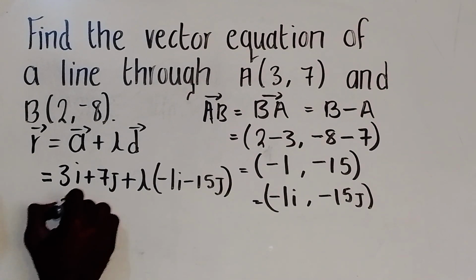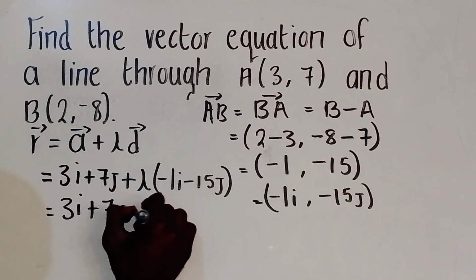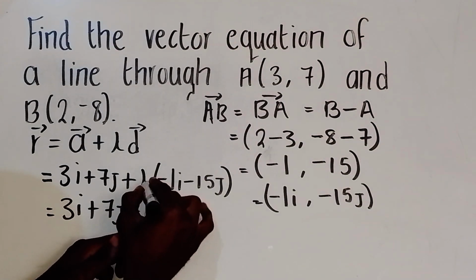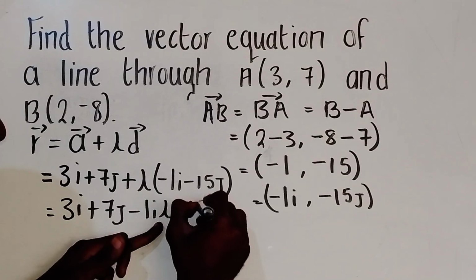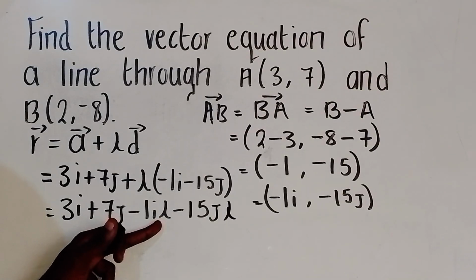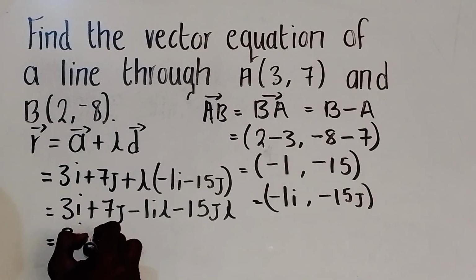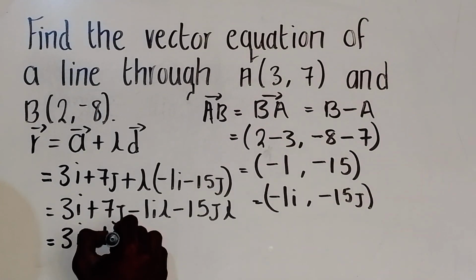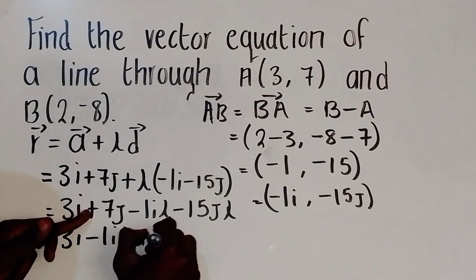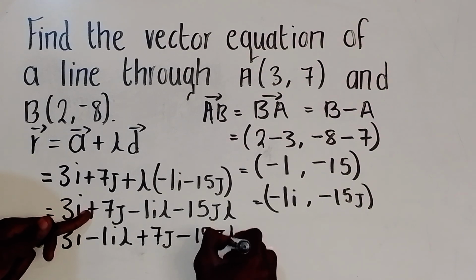Next step now, you simplify, just simplifying. It will be 3i plus 7j. So this one times this is going to give me negative 1i lambda, which is the scalar, the size. Again, this times this is going to give me negative 15j lambda there. So now you put the like terms together. So it will be now 3i minus 1i lambda. You get this one and this one here. So positive 7j minus 15j lambda, like this.